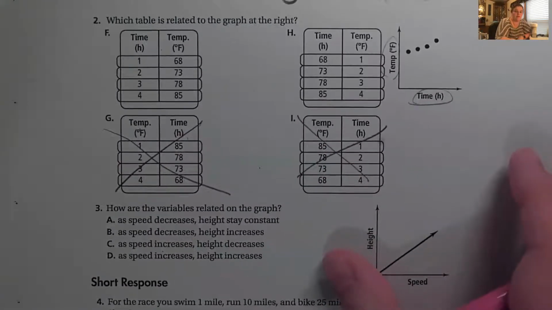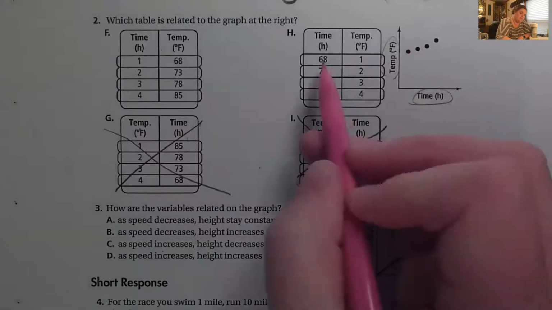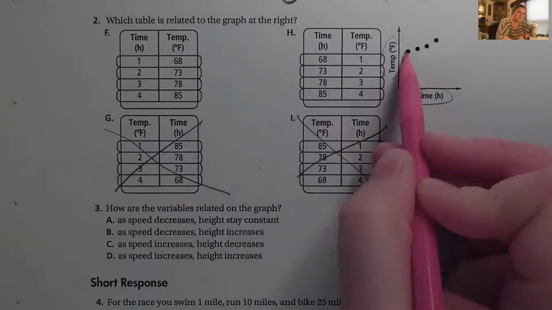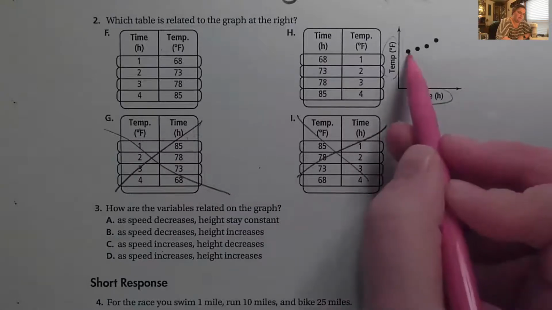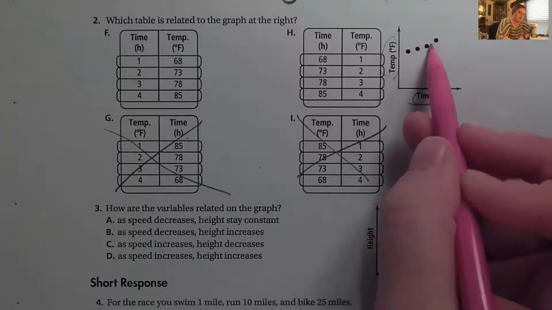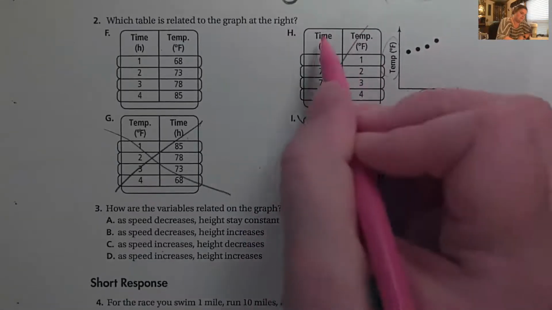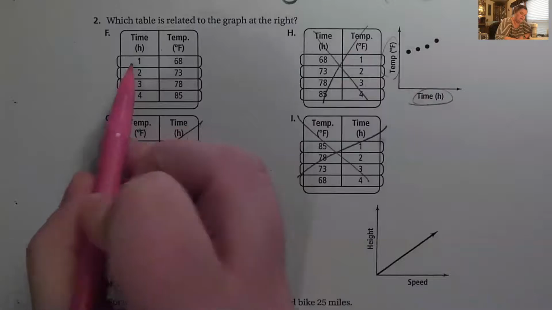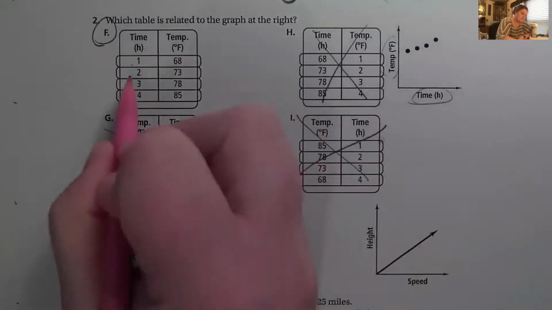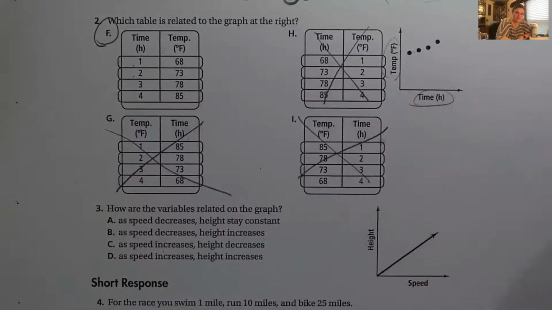So now we just have to make sure when time is over this much, temp is up this much. Well, is time 68 here with temperature being 1? Does that make logical sense? And is this only going up 1 to 2 to 3 to 4? This looks more like more than a jump than an equal amount. So this doesn't make sense. So after 1 hour, temperature 68 degrees. That makes sense. After 2 hours, it's 73. At 3, it's 78. And then 4, it jumped a little bit to 85.